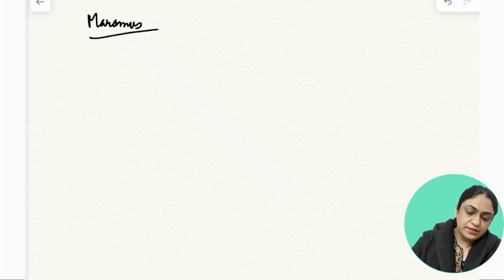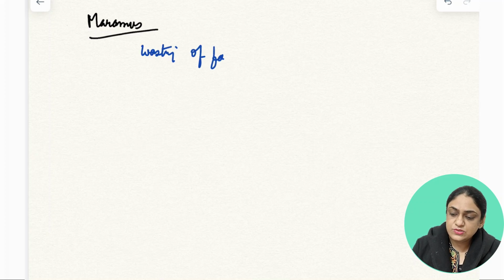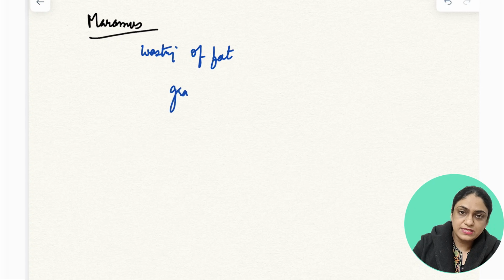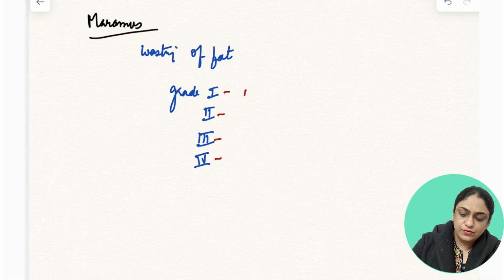Now let's quickly talk about marasmus. A few points about marasmus. Marasmus is mainly known for muscle and fat wasting. So here the classification is also based on grading, based on wasting of fat. There are 4 grades: grade 1, grade 2, grade 3 and grade 4. What do you see in this?